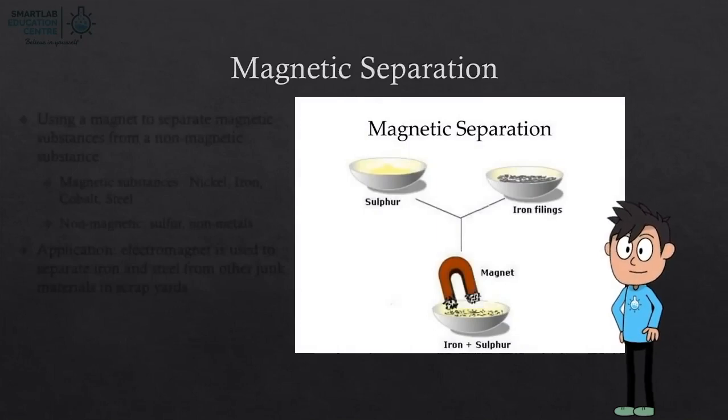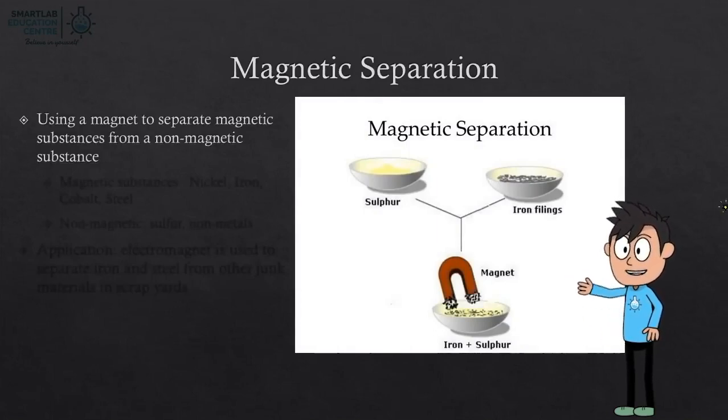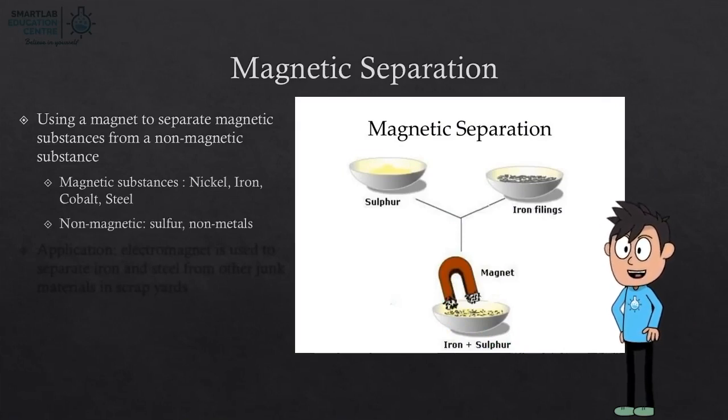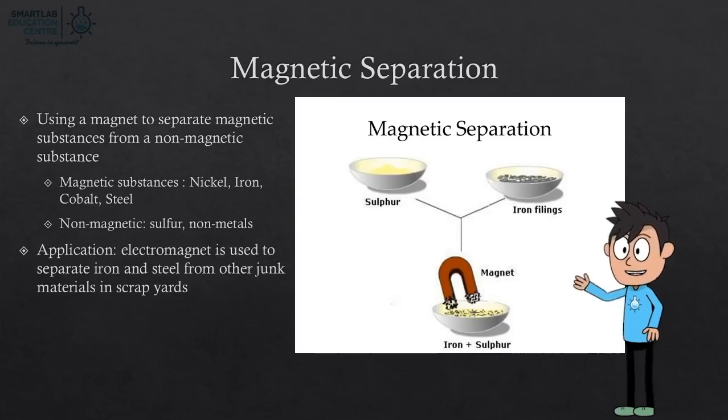Magnetic separation. Using a magnet to separate magnetic substances from a non-magnetic substance. Examples of magnetic substances are nickel, iron, cobalt, and steel. Examples of non-magnetic substances are sulfur and non-metals. Electromagnet is used to separate iron and steel from other junk materials in scrap yards.